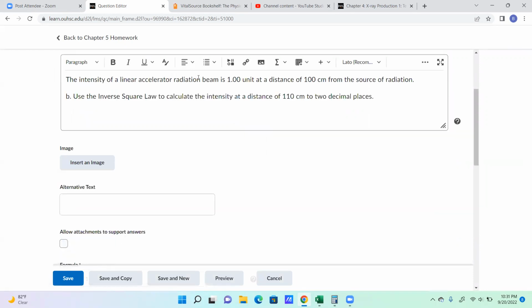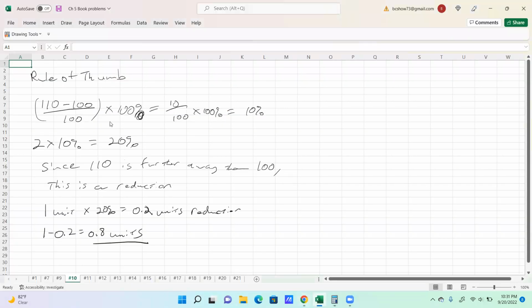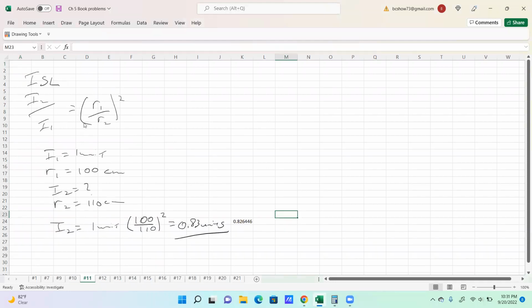All right, the intensity of a linear accelerator beam is again 1 unit at a distance of 100 centimeters. Use the inverse square law to calculate the intensity at a distance of 110 to 2 decimal places. Here again, we're going to use the inverse square law. You can follow the process here as we name what all of these are, and then you find out it's 0.83 units. So the rule of thumb, again, will get you close. This gets you a lot closer.